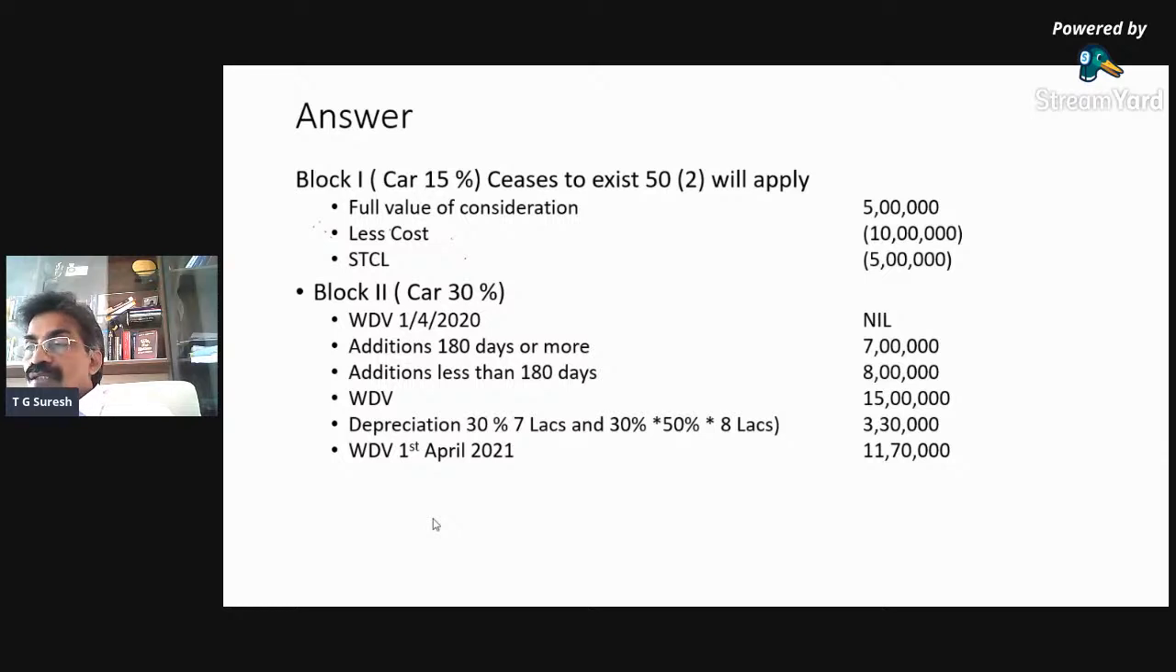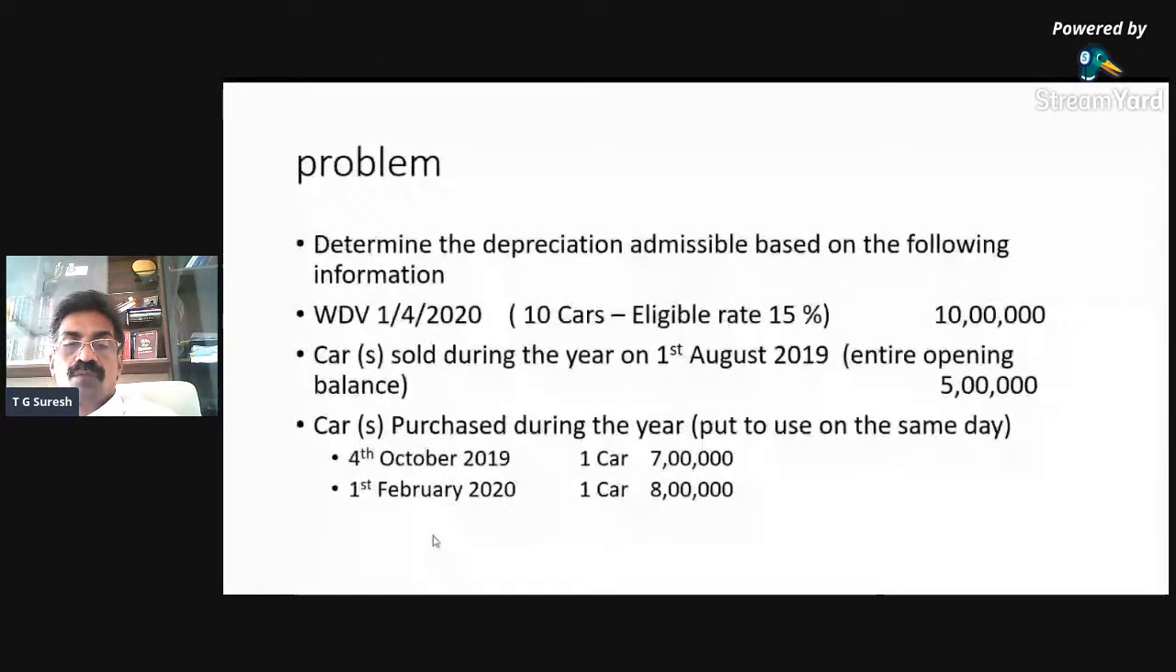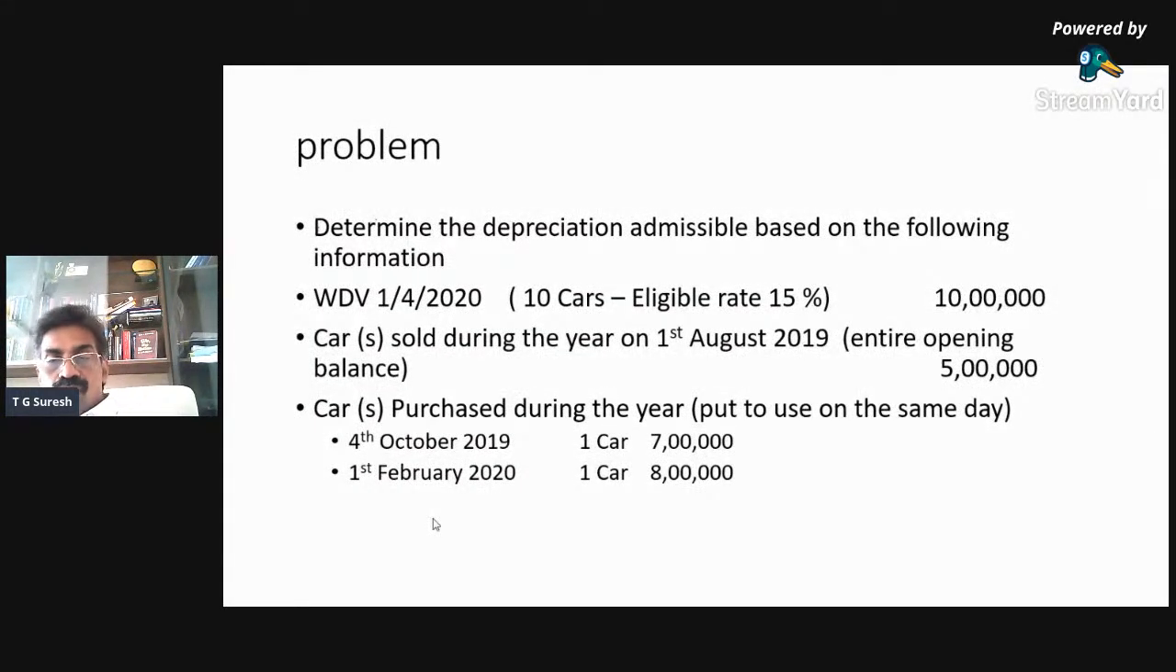So first one, the car 15%, that block is gone because all the 10 cars in the block were actually sold by 1st of August. Therefore, it will be straightaway capital gains, 1B 50 subsection 2 will apply.